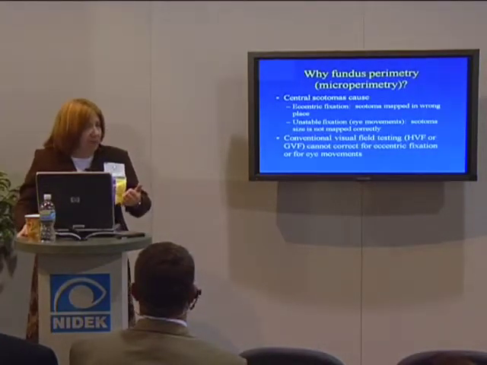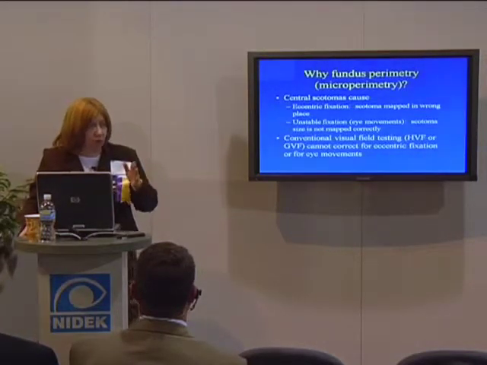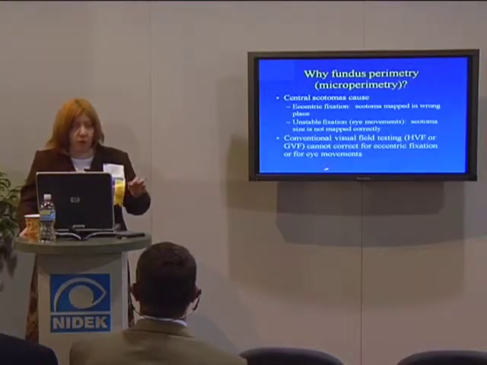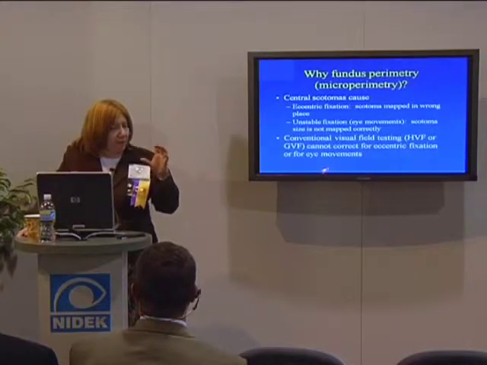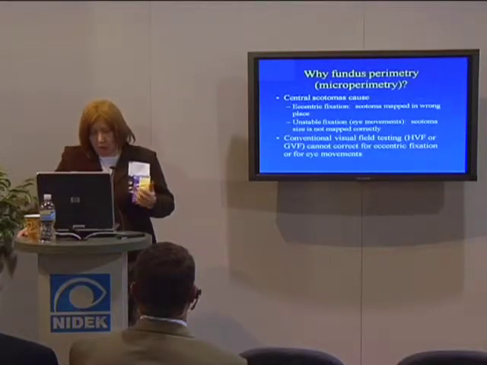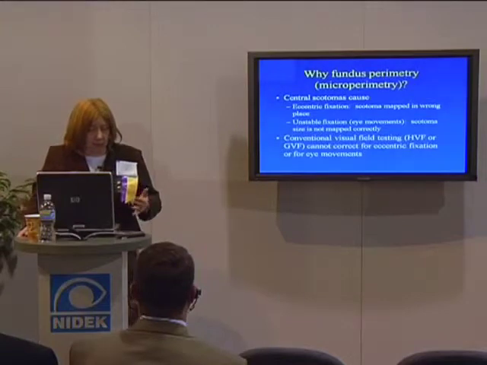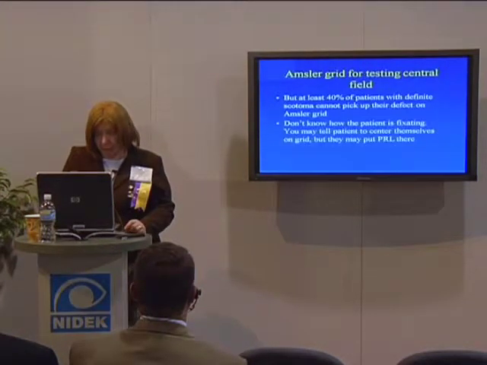The other problem is that once people have central scotomas, generally fixation is much less stable than it is when people use the fovea. So you may be able to measure a scotoma, but given the eye movements, you're not going to measure its borders accurately. And conventional visual field testing does not really have a mechanism for correcting for either of these problems.